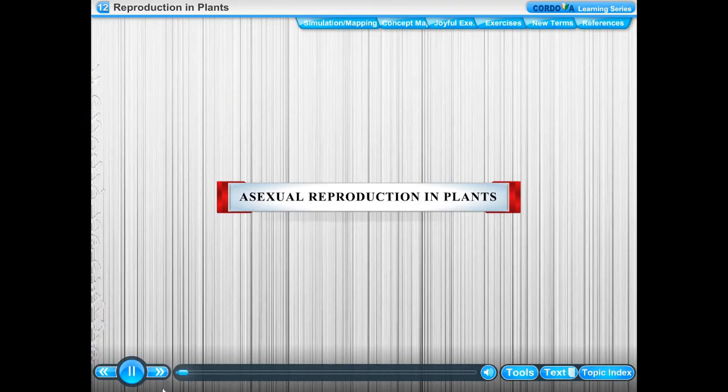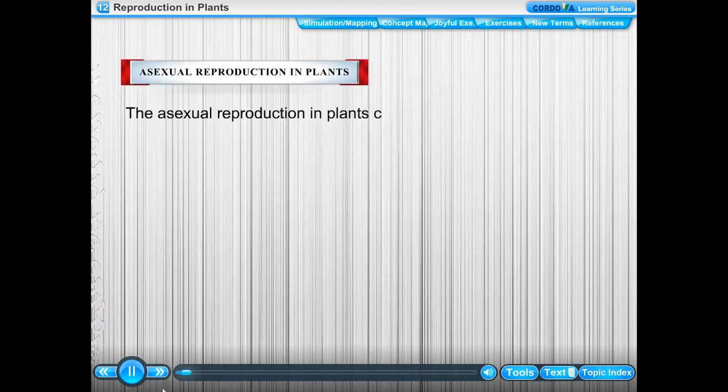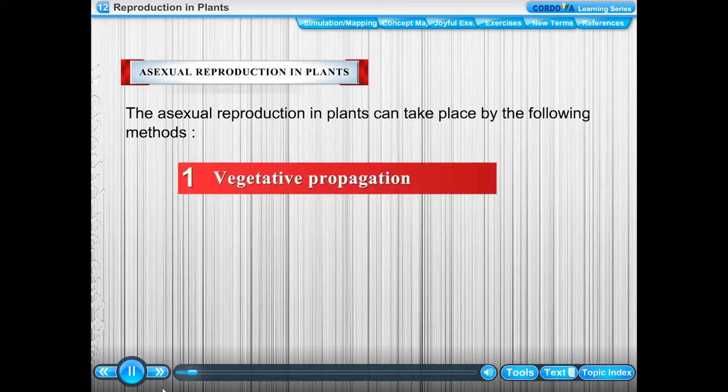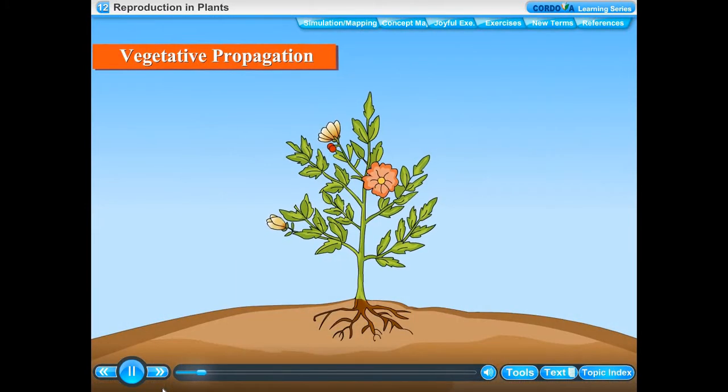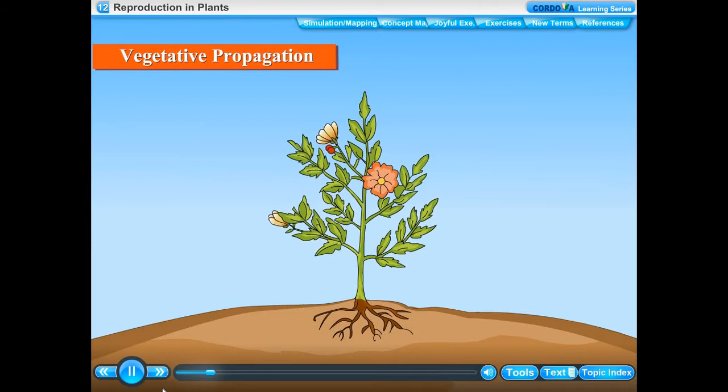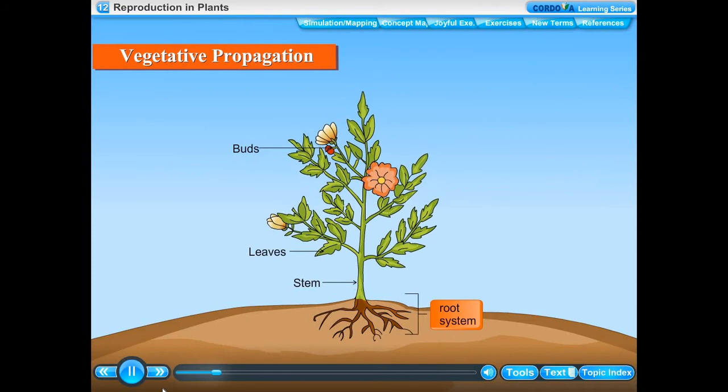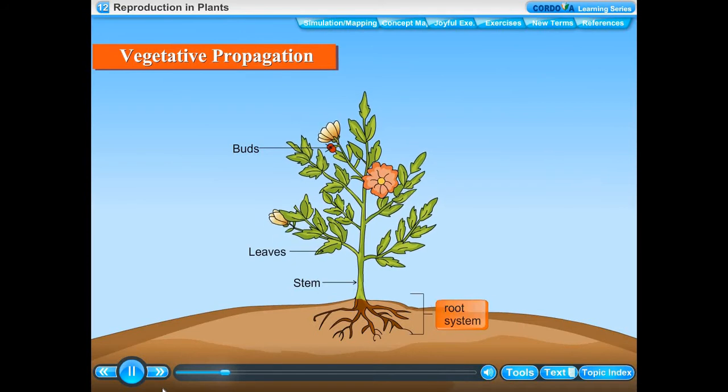Asexual reproduction in plants. The asexual reproduction in plants can take place by the following methods: vegetative propagation, budding, fragmentation, spore formation. Vegetative propagation. Vegetative propagation is a type of asexual reproduction in which new plants are produced from roots, stems, leaves, and buds. Since production is through the vegetative parts of the plant, it is known as vegetative propagation.